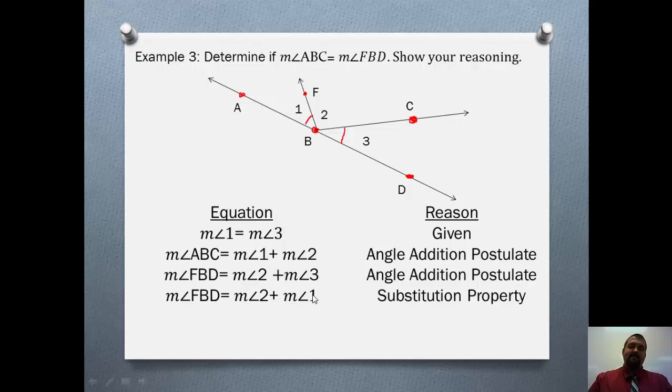I replaced. And now that I have measure of angle 2 plus measure of angle 1 and measure of angle 1 plus measure of angle 2 being equal to two different things, this is the dominoes again. Measure of angle ABC is equal to measure of angle 1 plus measure of angle 2, which is in turn equal to measure of angle FBD. So we get rid of that middle, and we say measure of angle ABC is equal to measure of angle FBD, and my reasoning, transitive property. One causes the other, which causes the other.